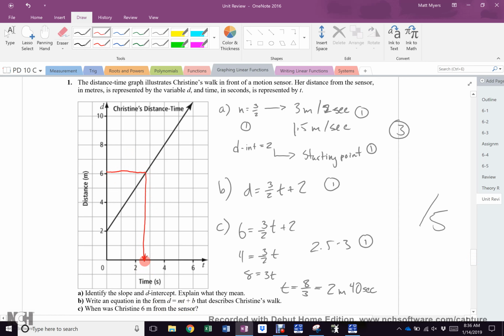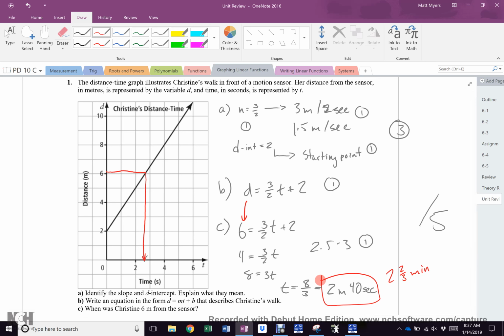Is that a good answer? It's a good answer. Is it the best answer? Of course not, because in the best answer, you would give it to me exactly by making D 6 and then solving for time, which was 8/3, which is 2 2/3 of a minute, which is, of course, 2/3 of a minute is 40 seconds. That is the best answer you could have given me.